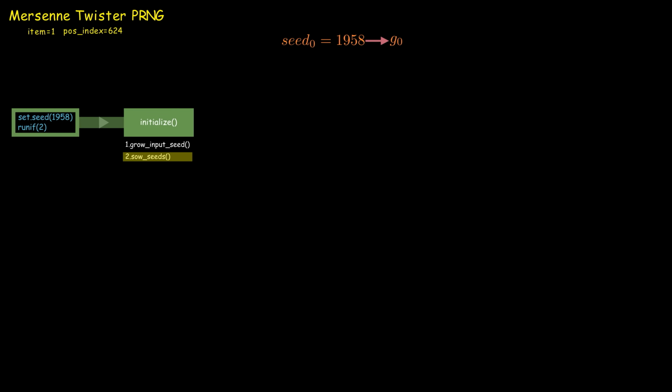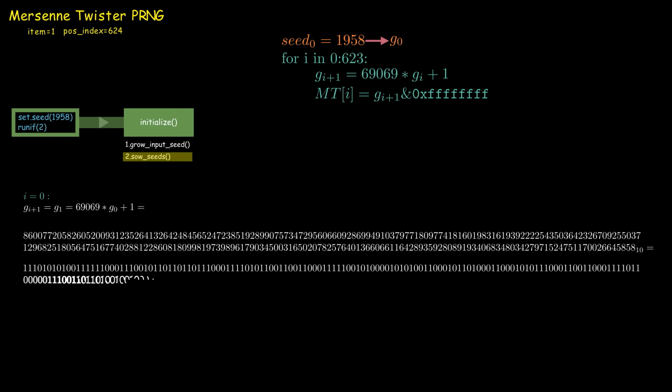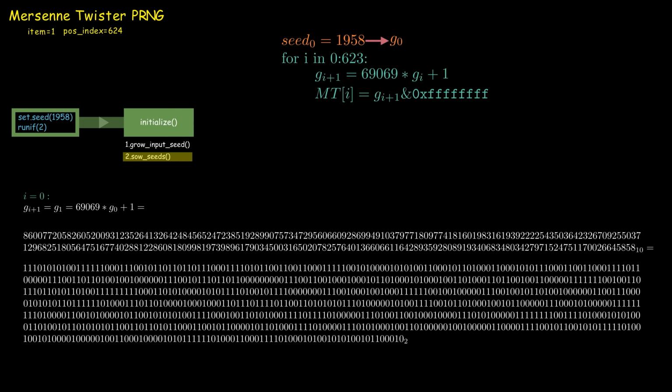We then move on to the sow seeds step. In this step, we go through another loop, which will first further grow our large number. It will use the value of G0 to calculate G1. Here's what G1 looks like in both base 10 and base 2. What the second step in the loop does is to take this number in binary form and keep only its last 32 digits and discard the rest. The 32-digit number we kept is then translated into base 10.